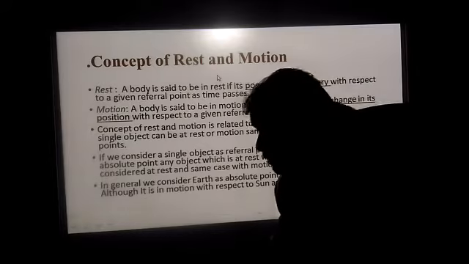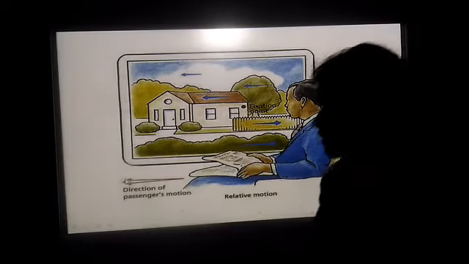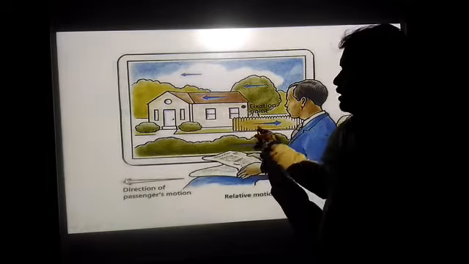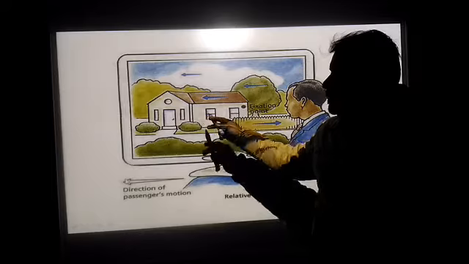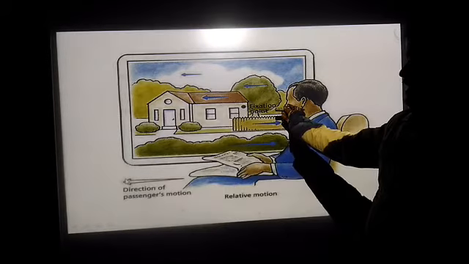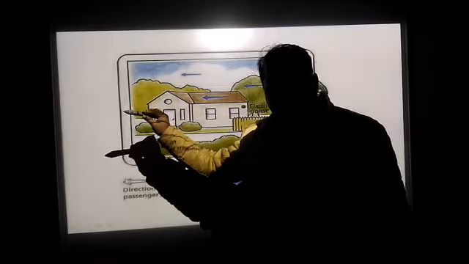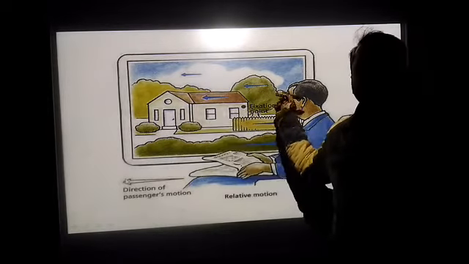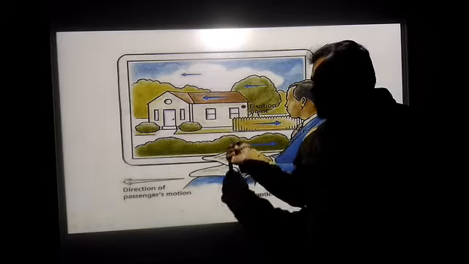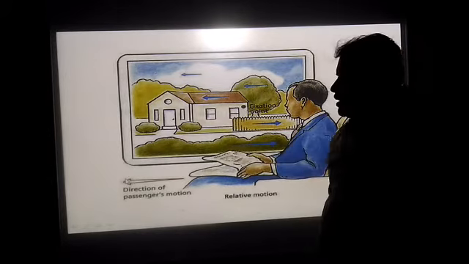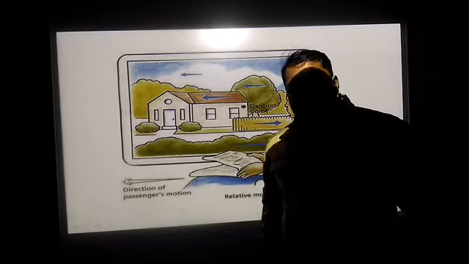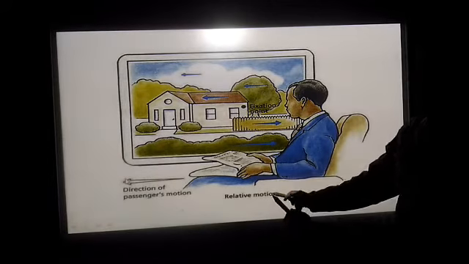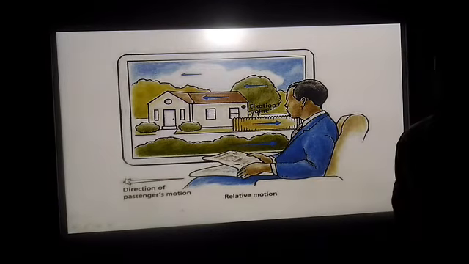I can give you an example of this one. So here is the example: a person sitting in the train, and here is the window glass. A house outside the train will move in the backward direction because the person is moving in the forward direction. The person sitting in the train can say that the house is moving in the backward direction, that means the house is in motion, but actually it is not. So how is it possible? They are doing a kind of relative motion. It's the direction of the passenger's motion, and it's a great example of relative motion.